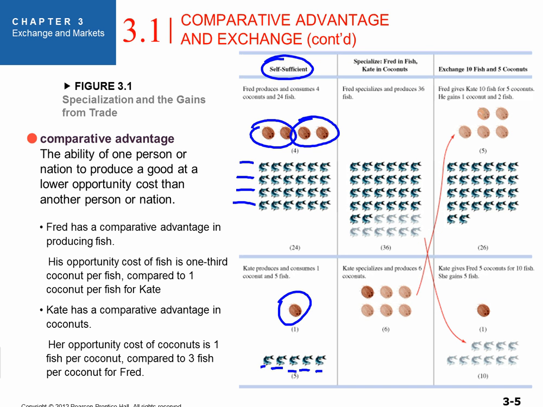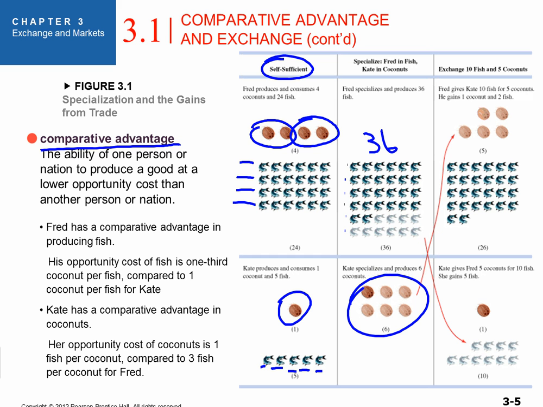Now, if they decide to specialize, where Fred goes ahead and specializes in what he does best, or what kind of comparative advantage he has, he decides to go ahead and catch fish, and in a 1, 2, 3, 4, 5, 6-day work week, he can catch up to 36 fish. And Kate, if she specializes in coconuts, can harvest 6 coconuts.